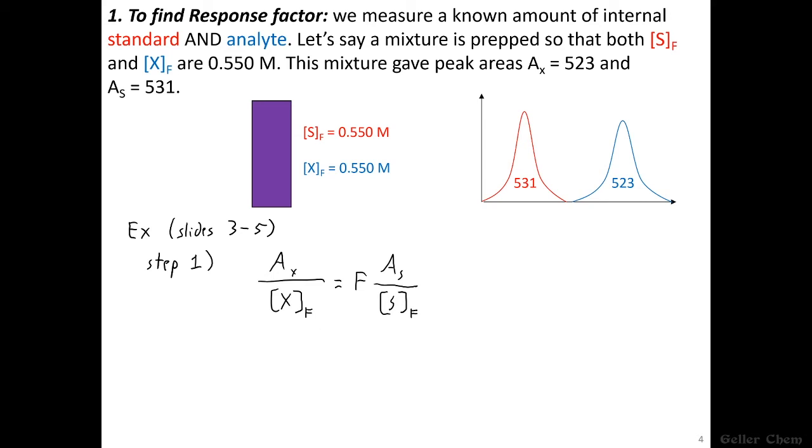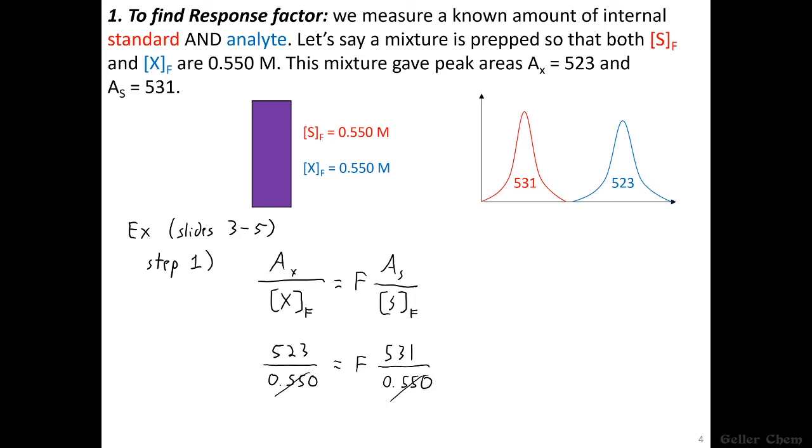From here, we just plug in our information. It's an algebra problem. Area of the analyte is 523. We know the concentration of the analyte in this particular mixture because we made it, 0.550. We don't know F, again, that is our goal, to figure that out. The area of the standard is also provided in the data, 531, and we know the standard's concentration was also 0.550. Technically, I didn't even need to write those concentrations. Since I knew they were equal, I knew they would cancel out.